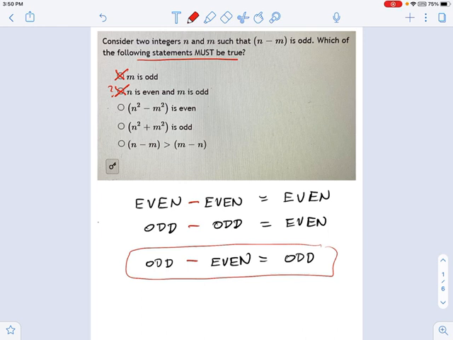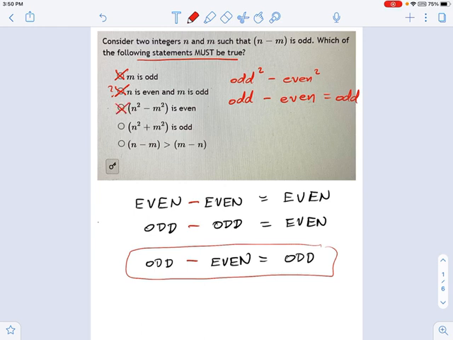If n is odd, let's say odd squared minus even squared. What is that going to be? Well, the neat thing about even numbers is if you square them, you get another even. And the interesting thing about odd numbers is if you square them, you get another odd. Odd minus even, that must be odd. So this statement is false.